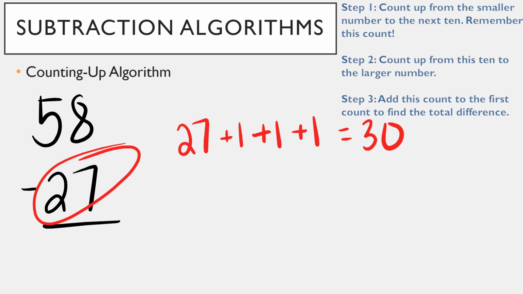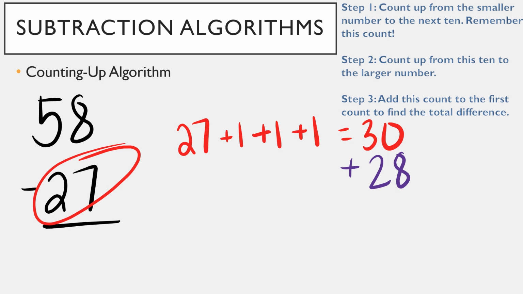And then it says count up from this 10 to the larger number. So we're going to count up from 30 to 58. So 30 plus 28 would give you 58. So 30 plus 10 plus 10 plus 8. Just recalling from those Common Core standards, students were expected to be able to mentally add 10 in their head. So we would need to add 28 to get to that larger number. That was step 2.